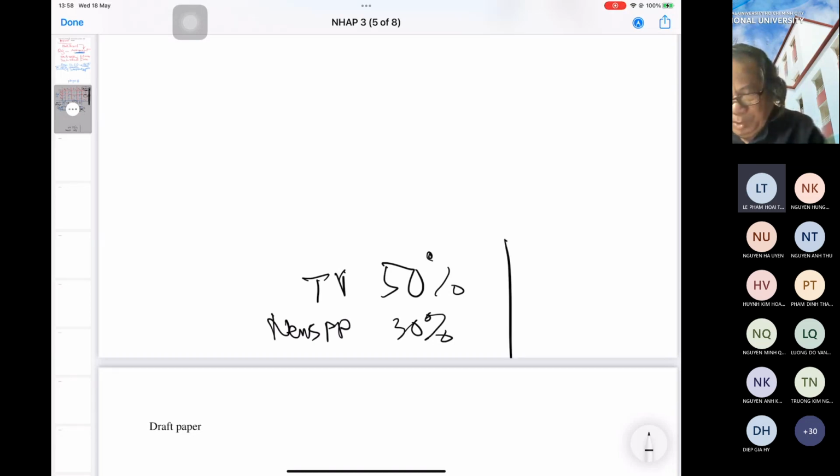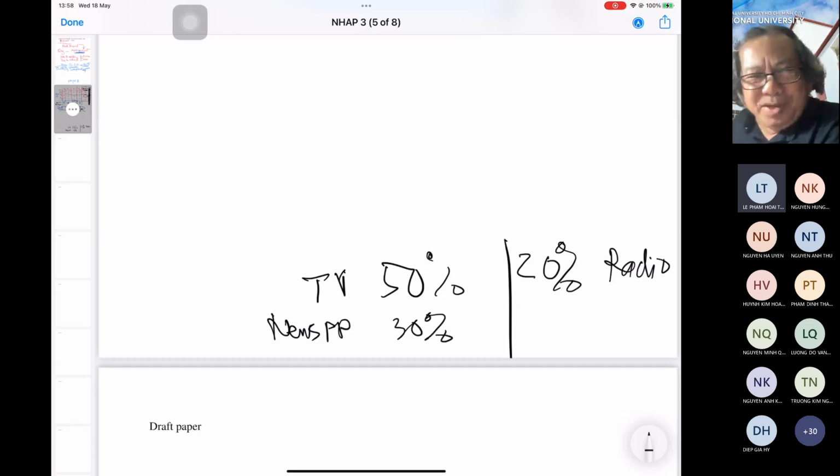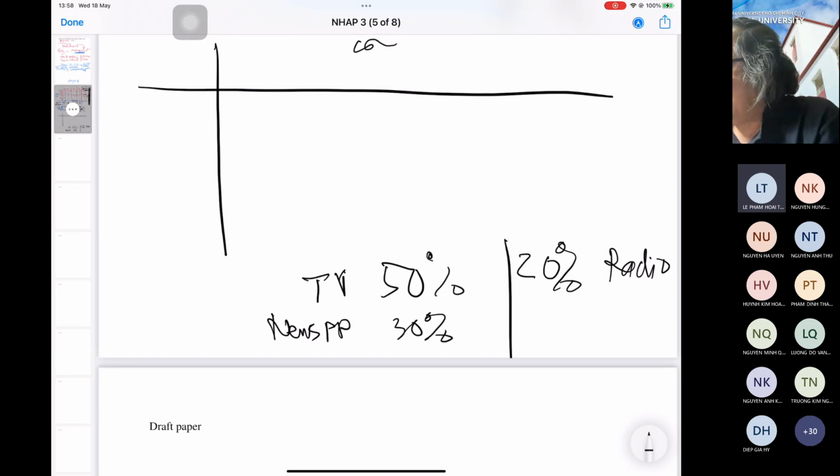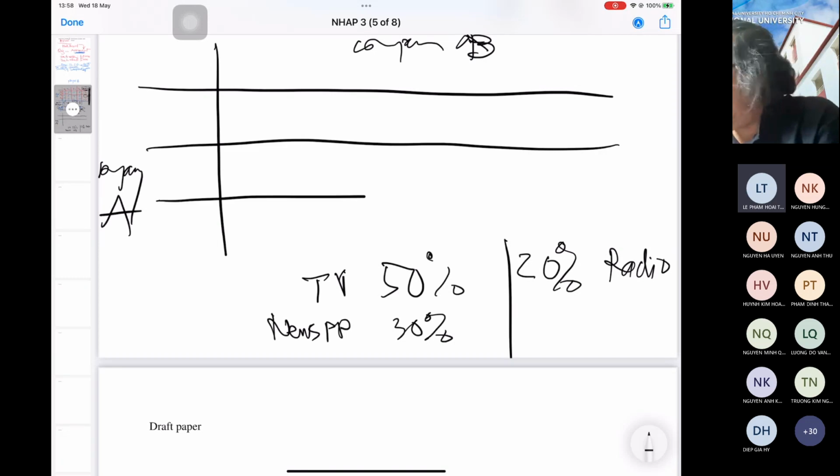But if you use radio, then it's just 20%. Is that okay? So each company can choose among three ways. Is that okay? Each company can choose 3 ways. So you see like this. You have 2 companies. Company A. Now here company B. Company A.